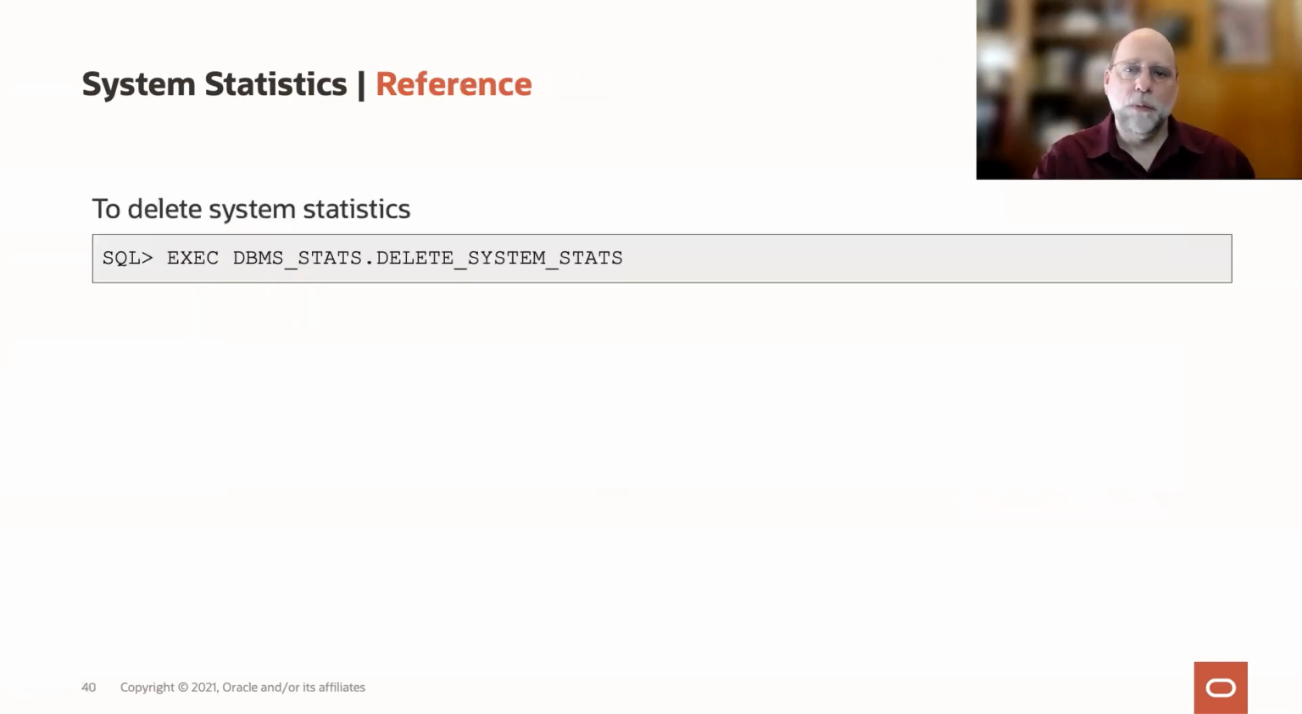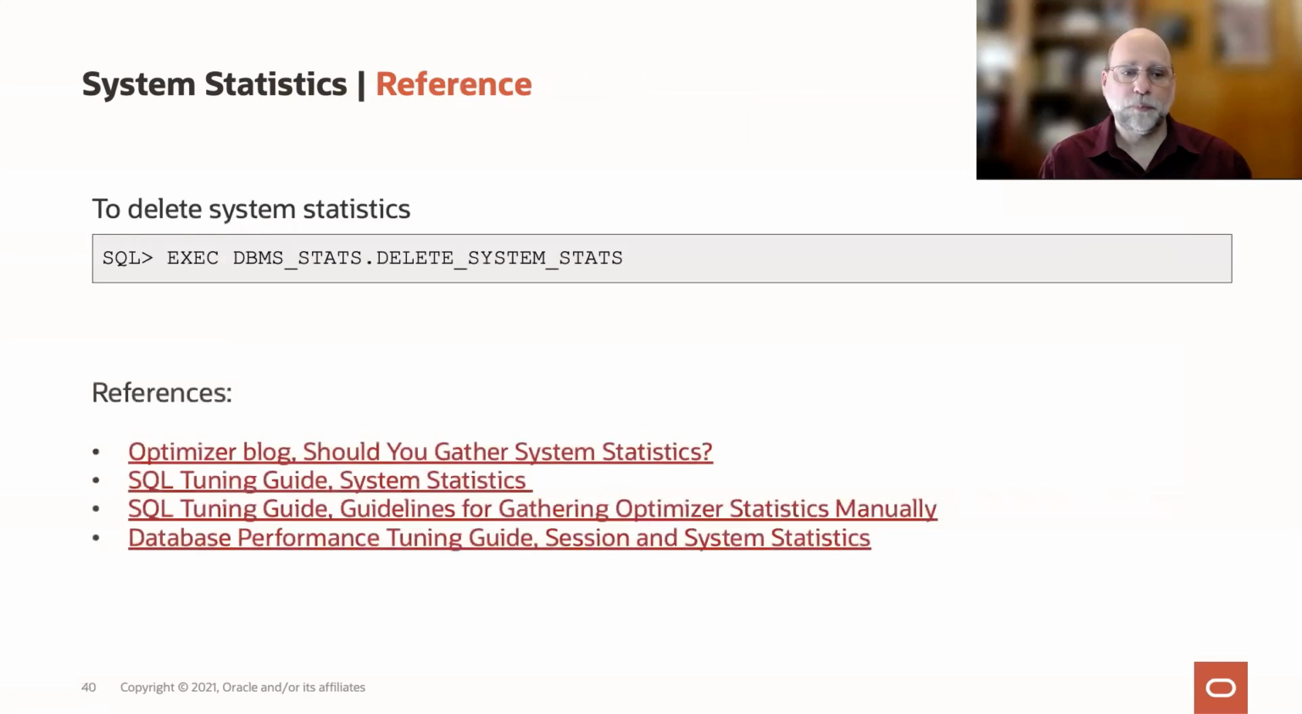So if you have done that yourself and you find that the system stats actually had a negative effect on your performance, one thing you could do is delete them. And when you delete system statistics, it doesn't just wipe out all system stats on your server. What it will do is return them to the defaults, which, as I mentioned earlier, are generally good for most environments. If you want references on this, you can get links from the Optimizer blog and the tuning guide.